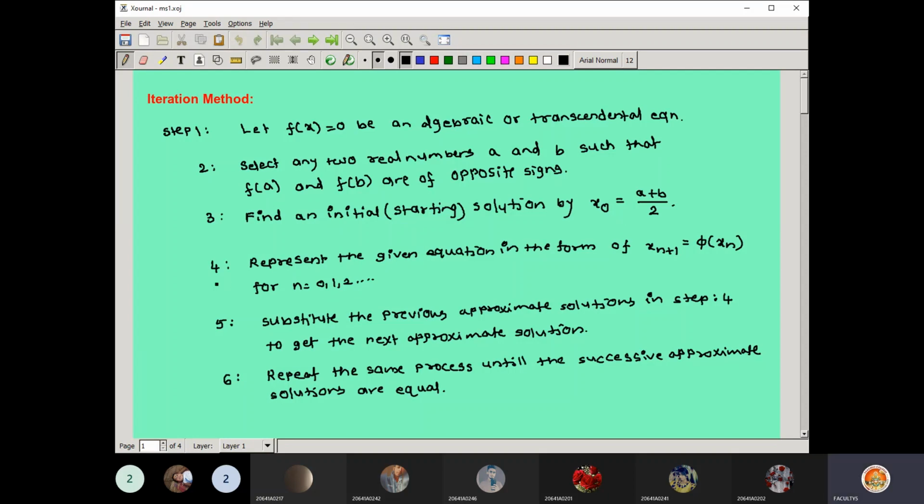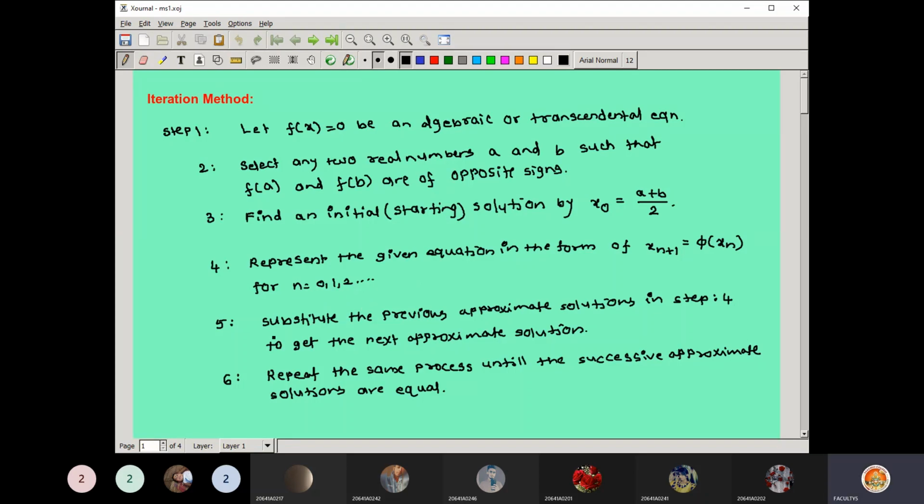Step 4. Represent the given equation in the form of xn plus 1 equal to phi of xn, for n equal to 0, 1, 2 and so on. That means the equation given to us is represented in that model, xn plus 1 equal to phi of xn. We will get the idea when we do the problem.